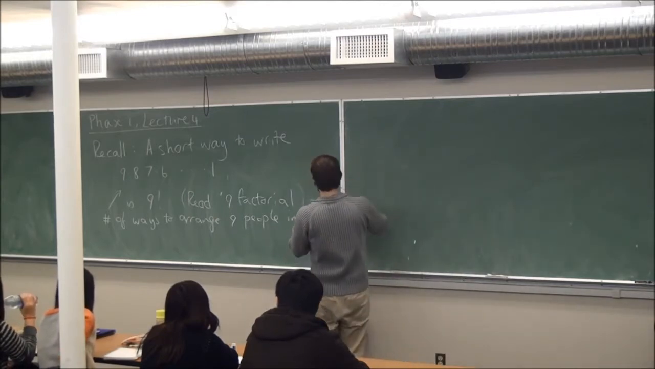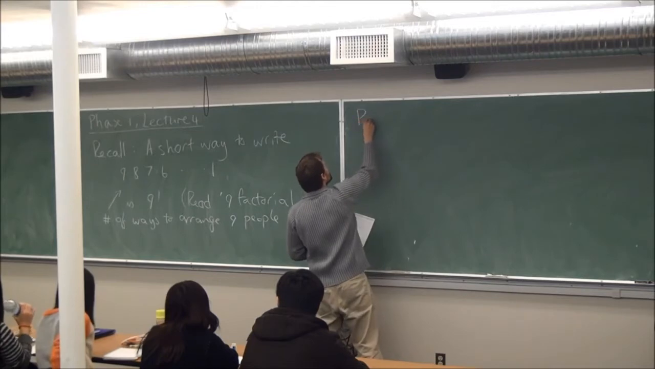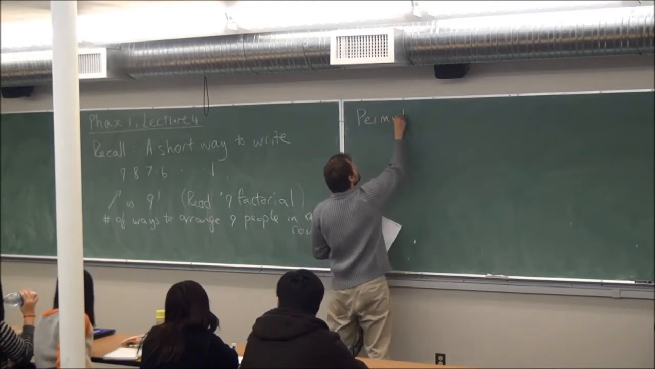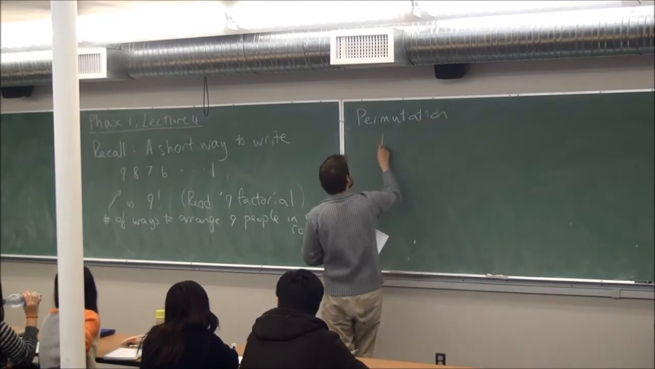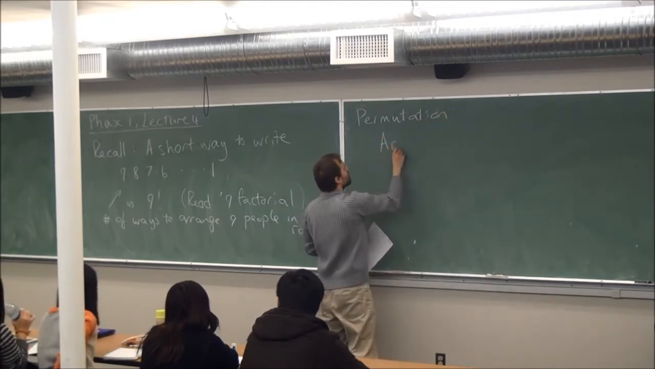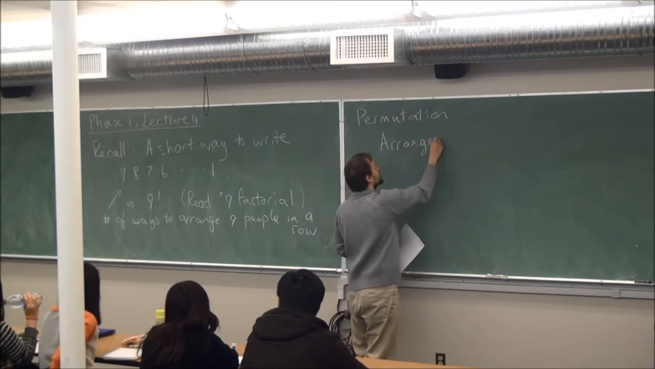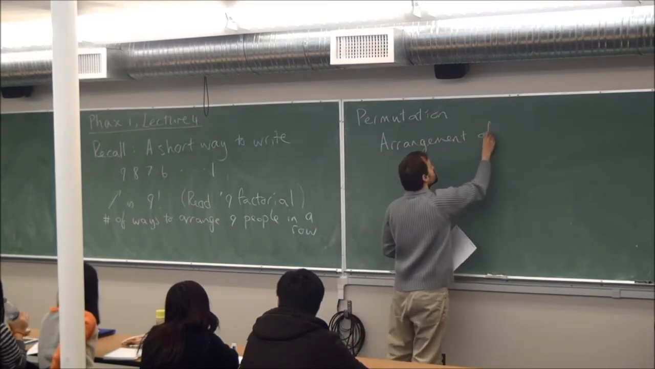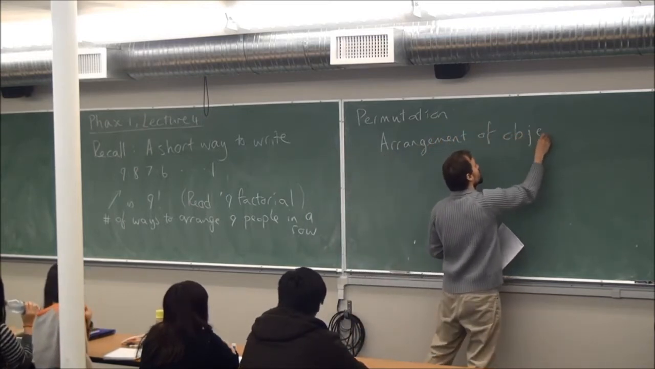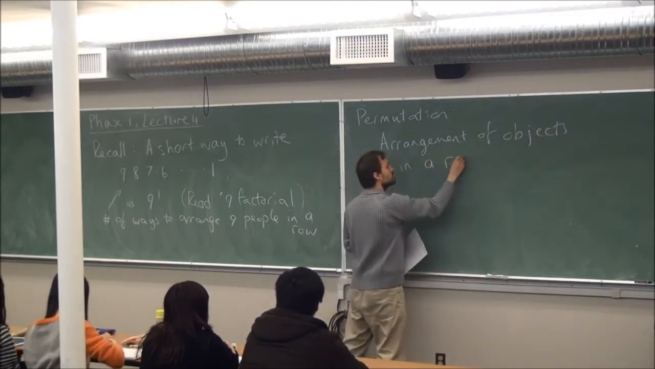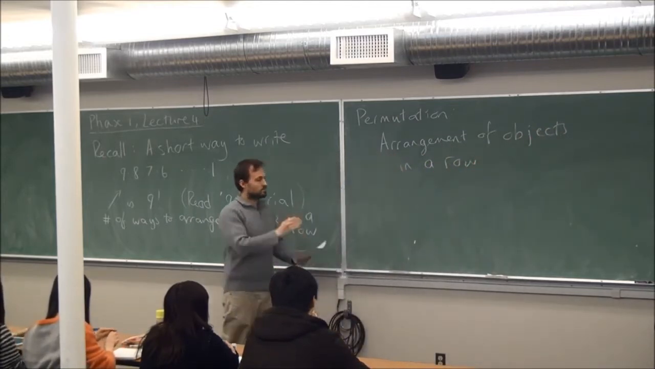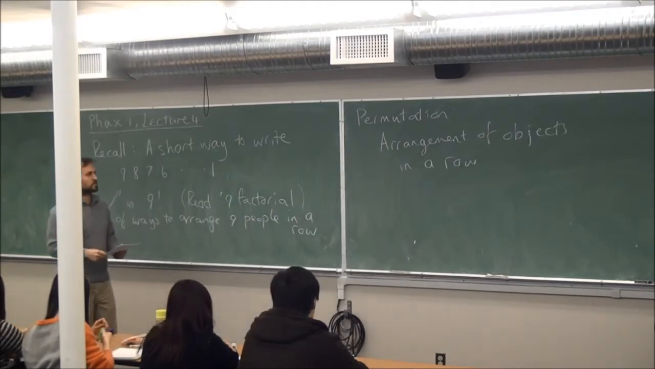So we call this permutation. Permutation is simply an arrangement of objects in a row. I'm not just arranging them any way, I'm lining them up. I'm arranging them in a row.